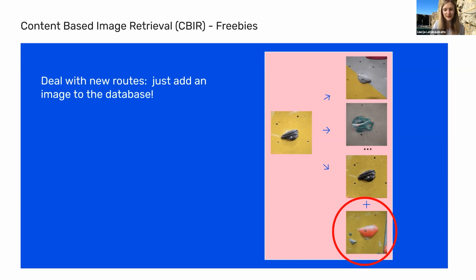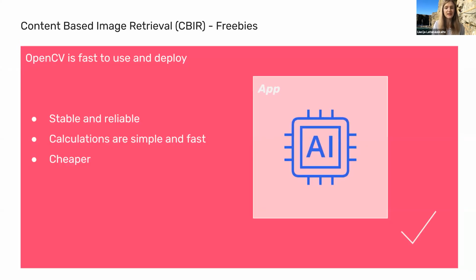And the final thing that it also solves is it's much easier to deploy. So basically, open computer vision has been around for a while. It's stable and reliable. And as I said before, the calculations are light and fast, straightforward to run on the app. And all of this translates into being quite a bit cheaper as well. So no GPU instances needed to retrain the models, etc. So another happy ending, right?